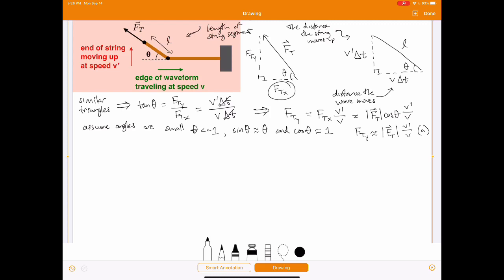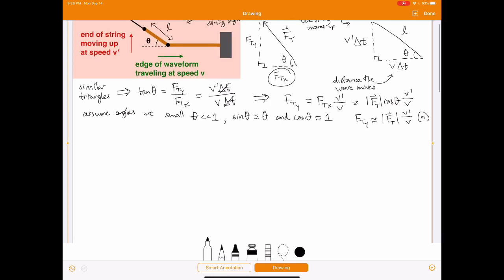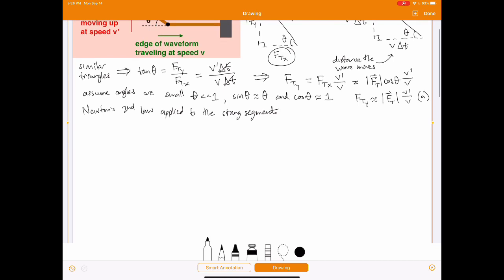Okay? The next thing we can do is think about how we can apply Newton's second law to the upward moving string segment. So Newton's second law is F equals ma. Let's focus on the y direction here for now. So the net force in the y direction is m times ay. That's one way to write it. But you could also think of it this way.